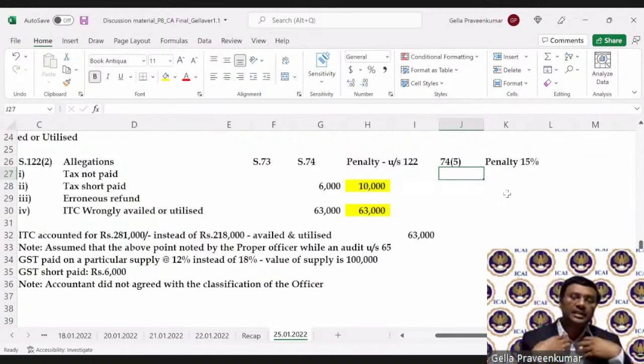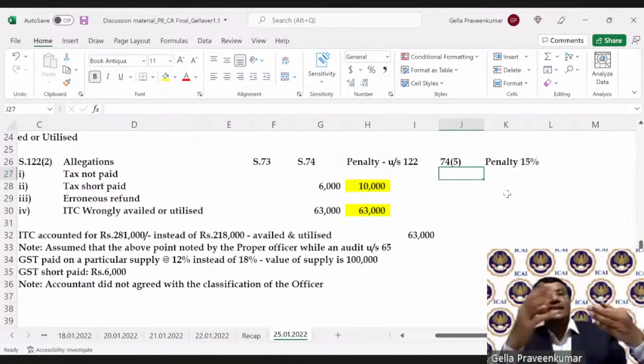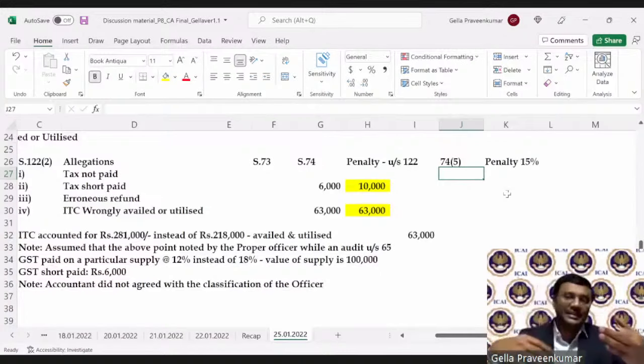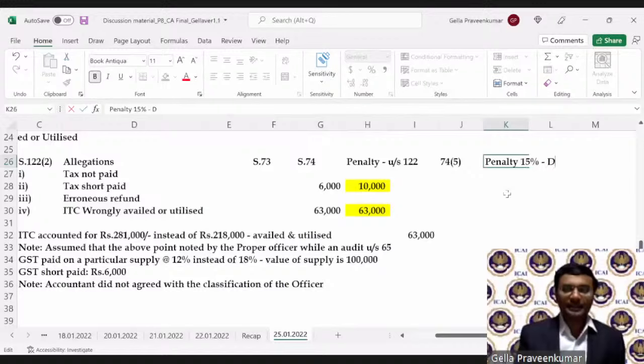I, as a registered person, have paid my tax along with interest and penalty. Please keep in mind, where there is fraud, willful misstatement, suppression, having known that I did a fraud, I have to pay the tax before the officer comes and asks me. I have paid this penalty, then 15% is the option. I pay this using DRC-3 form, Namita.